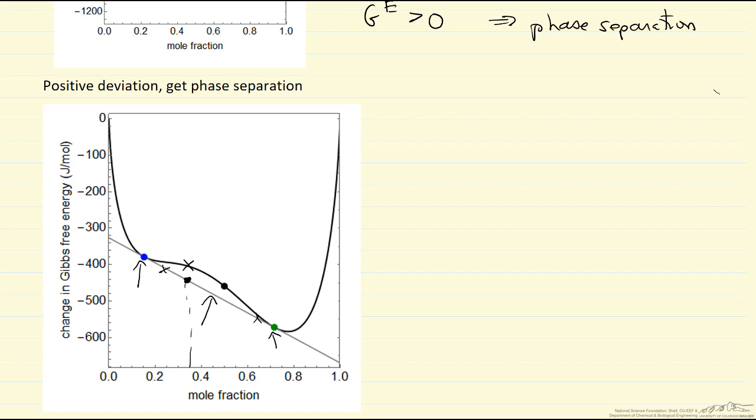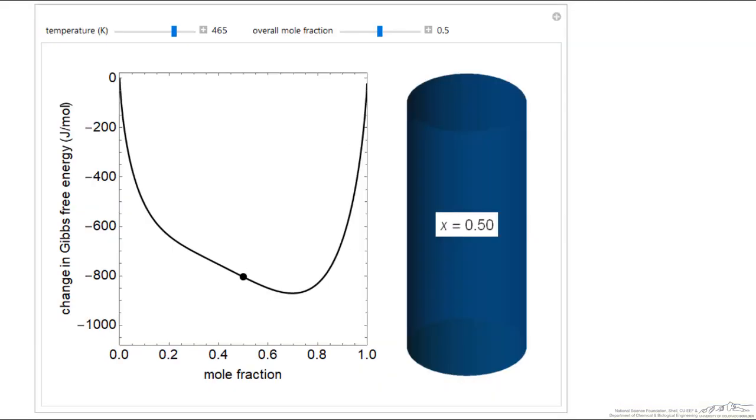So we can look at an interactive simulation that draws these curves to get a little better idea how this changes. Here's the interactive simulation that shows the change in the Gibbs free energy when mixing two liquids, and the representation on the right is a cylinder that contains, in this case, one liquid, and the mole fraction corresponds to the value of the black dot.